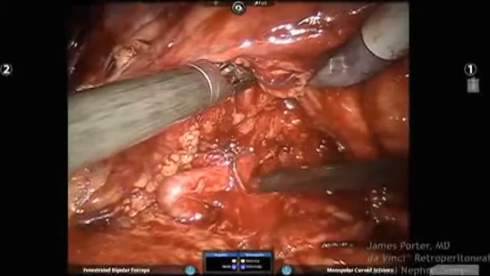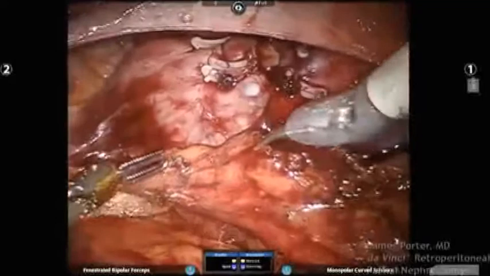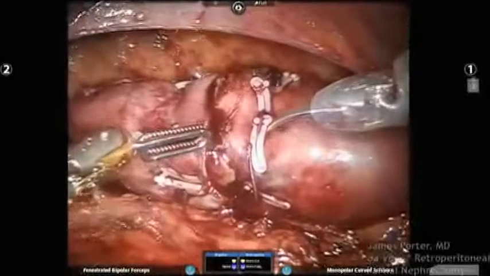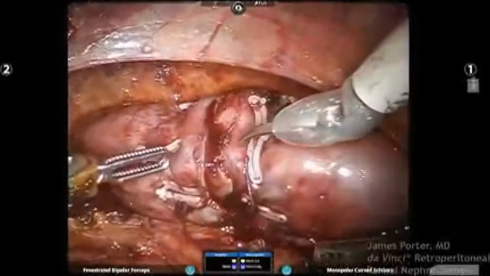Good. So, as you can see, I think one of the things about retroperitoneal that people are concerned about is the space, but we've got lots of space here. You can see plenty of space to move. Most of the guys that are doing transperitoneal cases are this close to their work, so it's not a big difference.